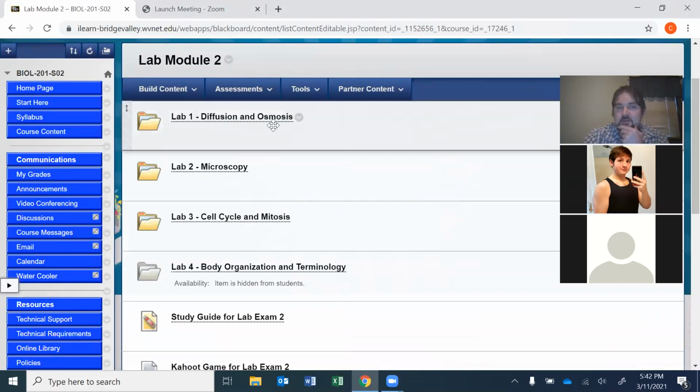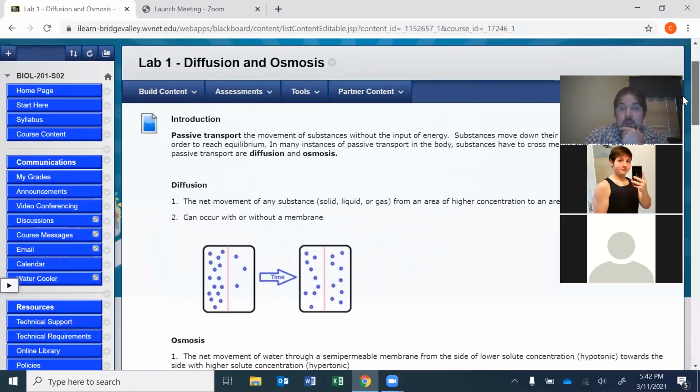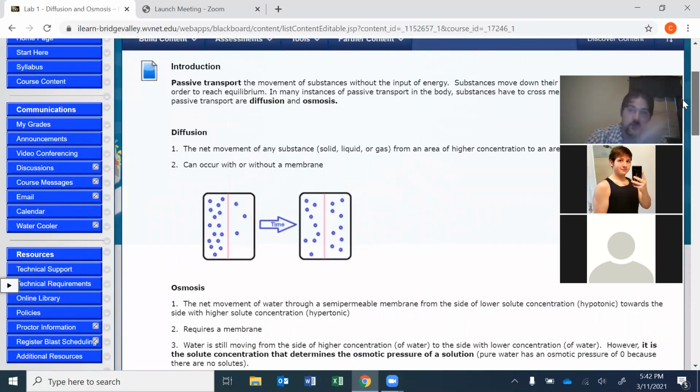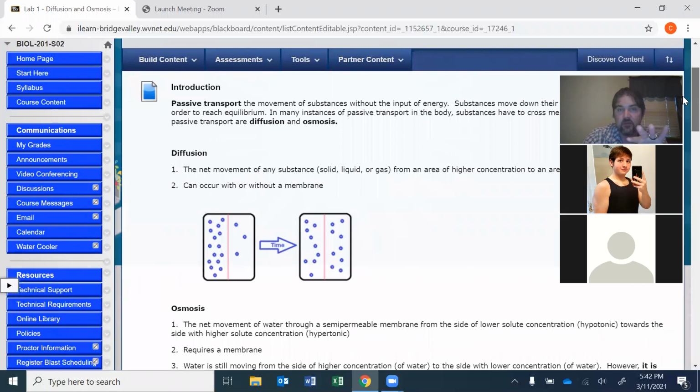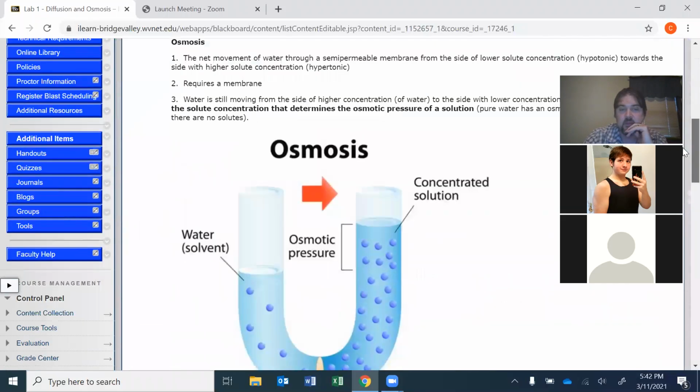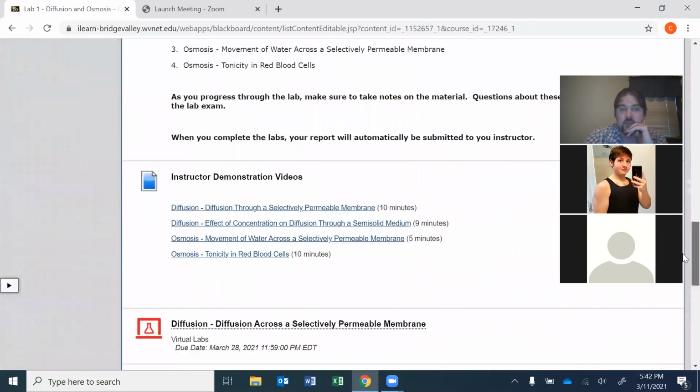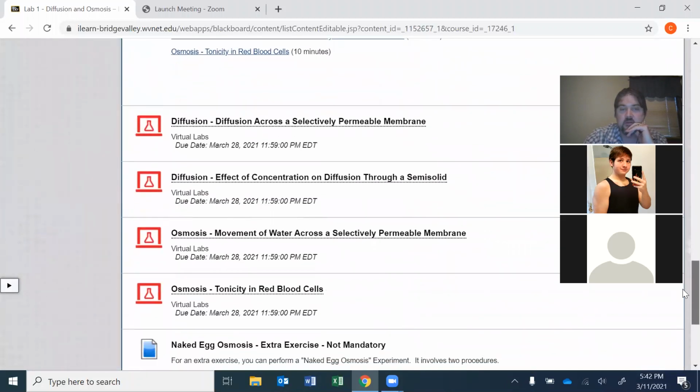First two labs here, diffusion osmosis, microscopy. Those are labs you'll do in your own time. Now we talked about diffusion osmosis last class, so Tuesday. We talked about diffusion osmosis, so you can read the introduction there, and then down towards the bottom, there are 4 virtual labs that you do.